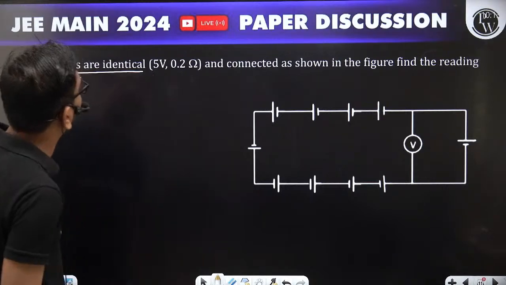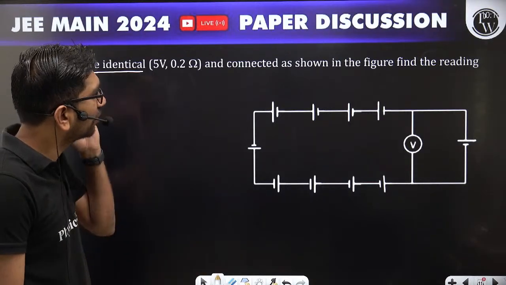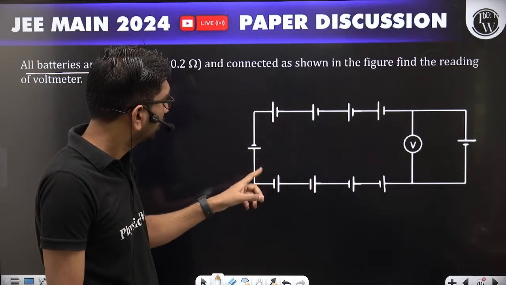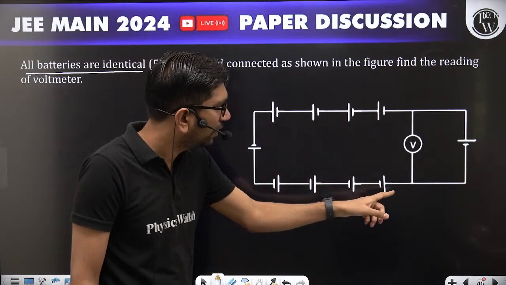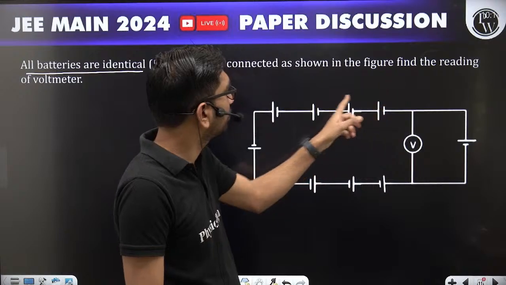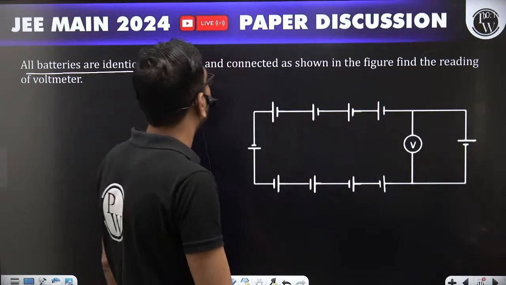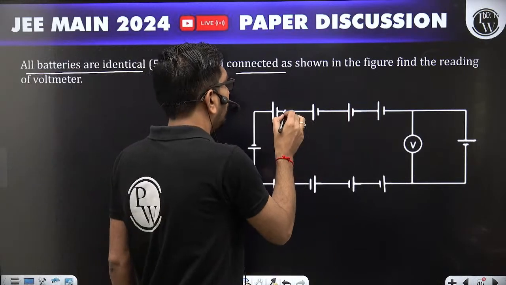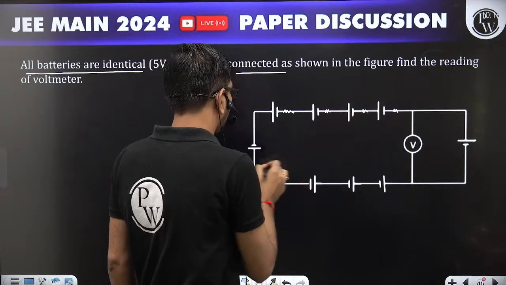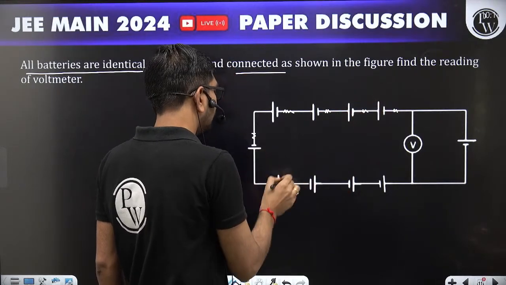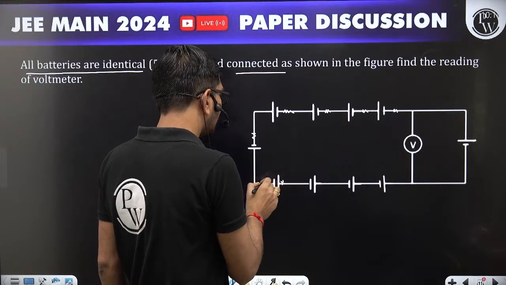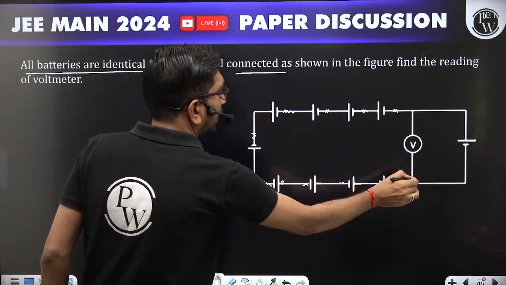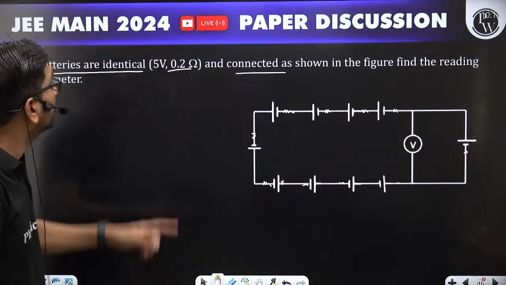Now let us move toward the next question. All batteries are identical. Observe carefully, all are connected in series. Plus, minus, plus, minus, plus, minus. So all are connected in series. He is asking that, and he has given an internal resistance of 0.2 for each and every cell. So you have an internal resistance of 0.2 like this.